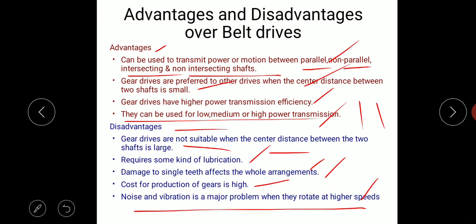In the next lecture we will go through the velocity ratio of gear drives and also the velocity ratio of a simple gear train and simple numerical problems.